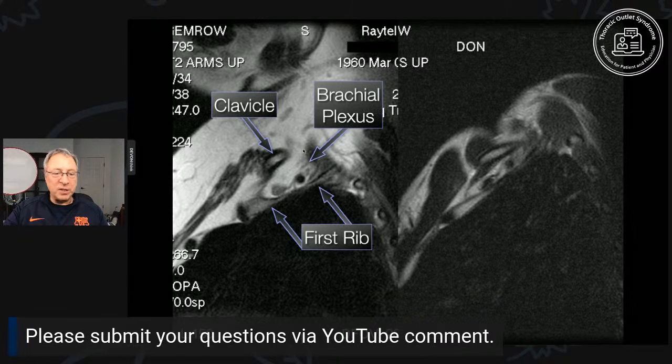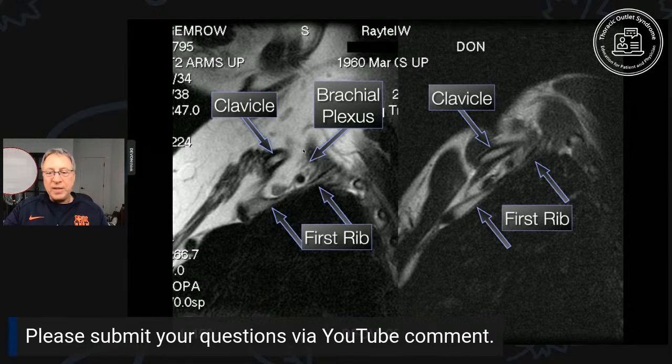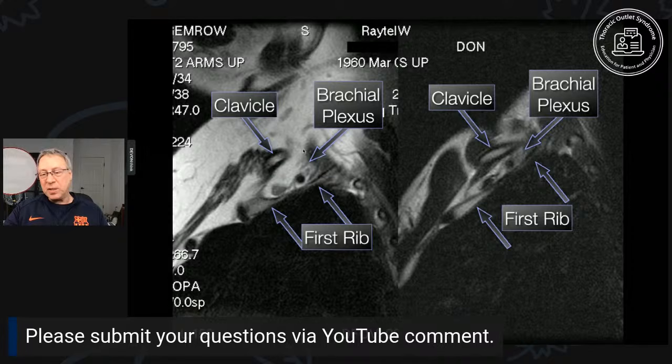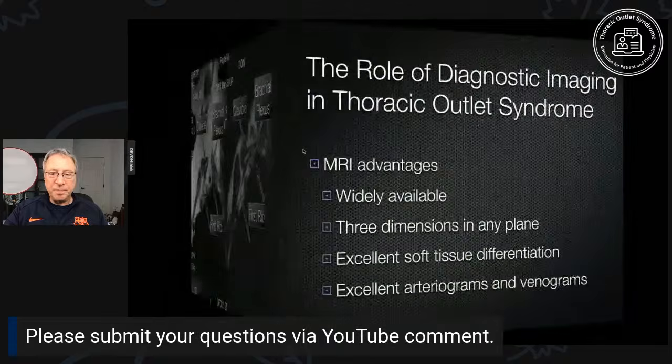Okay, the brachial plexus with the arms up is little gray structures. On the right side with the arms down, you can see the brachial plexus is compressed between the clavicle or collarbone and the first rib. So this is very useful information.